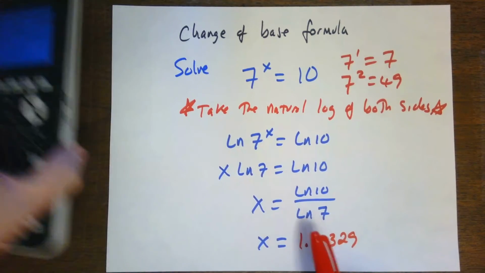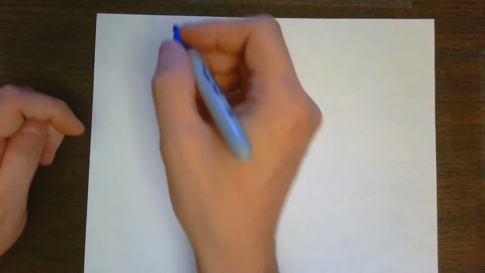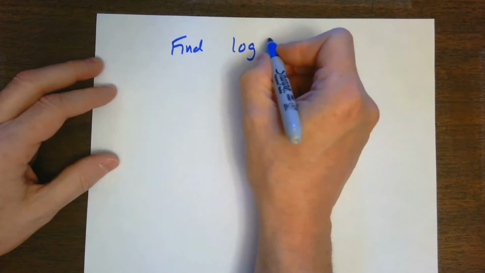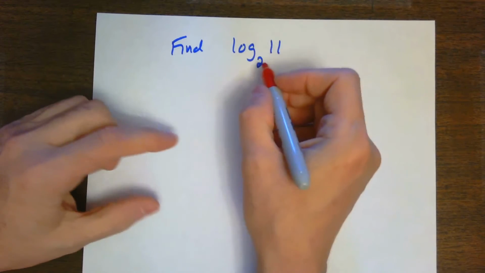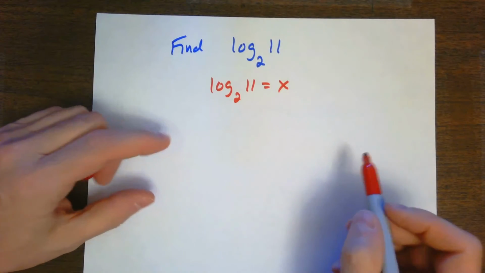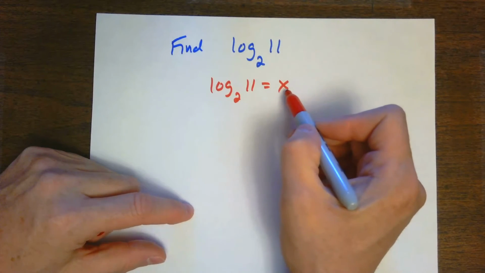So what's going on here? Now notice I didn't have any logarithms, and I introduced the natural log here. Well, we can do the same thing if I wanted to find log base 2 of 11. Well, log base 2 of 11. I mean, what am I going to do here? Well, let's set it equal to x. Log base 2 of 11 equals, I don't know what it is. And then I'm going to solve for x. So all I did was set this equal to x, and I'm going to solve for x.